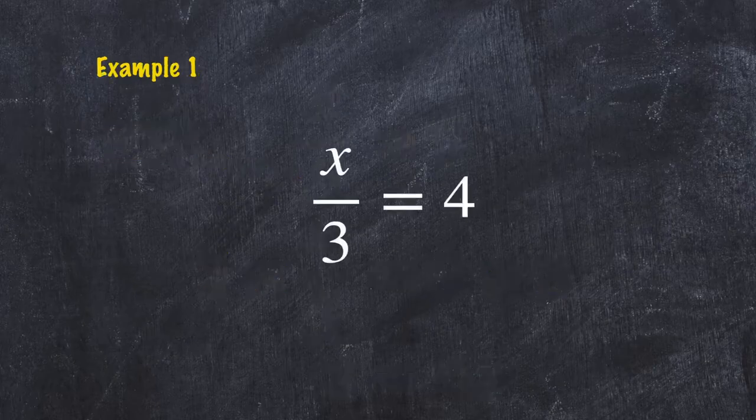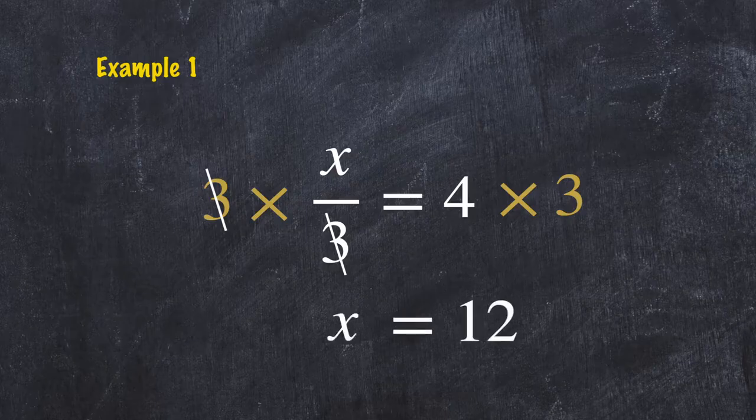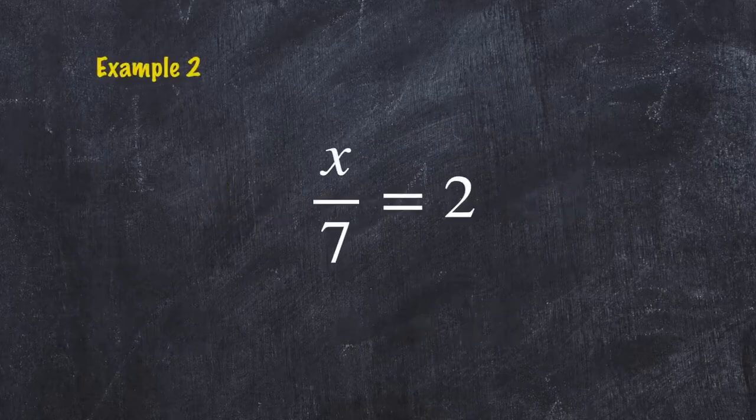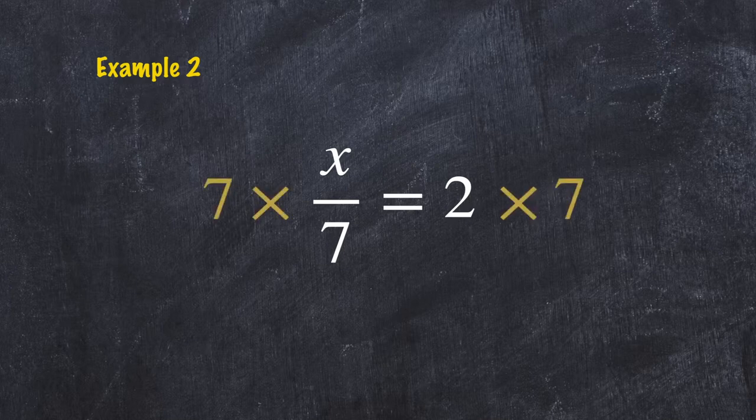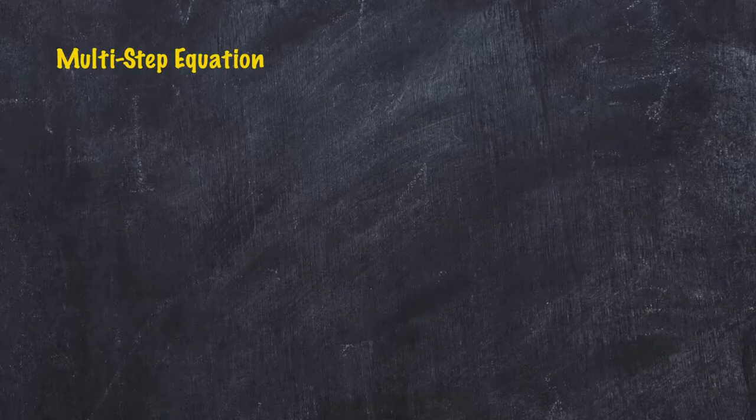Example 1. If I have x over 3 is equal to 4, we need to multiply each side of the equation by 3. We cross out the 3, and x will be equal to 12. Very simple. Example 2. X over 7 is equal to 2. Try it out. Great. I believe you did exactly the same as what I was thinking about. You multiply each side of the equation by 7, and the 7 cross out, and we have x is equal to 14.